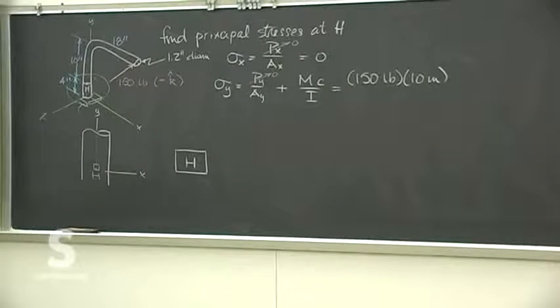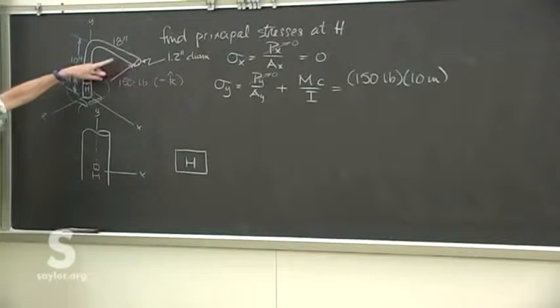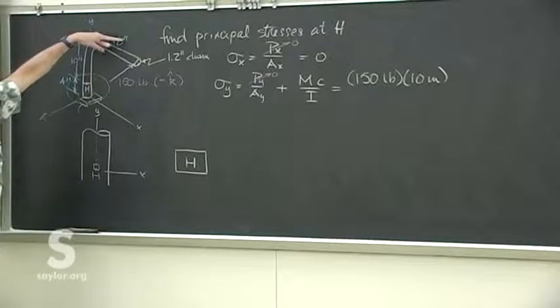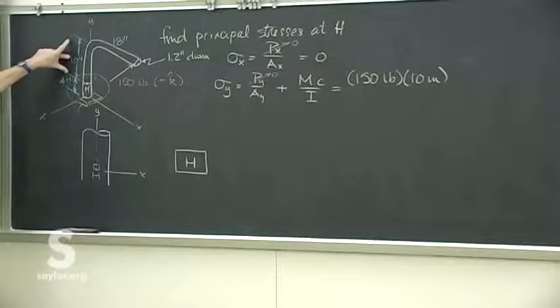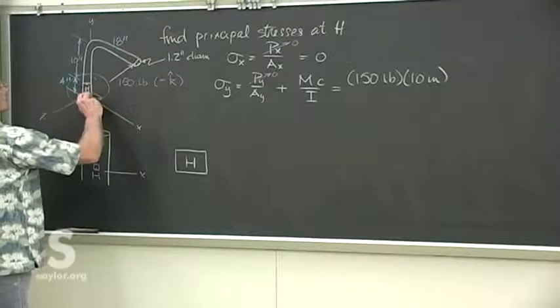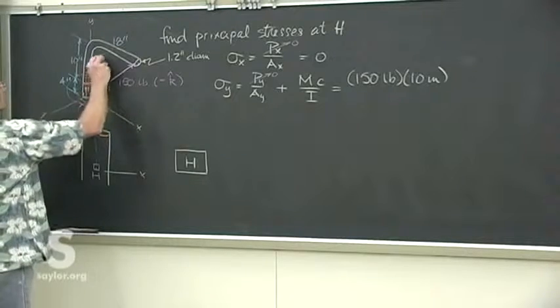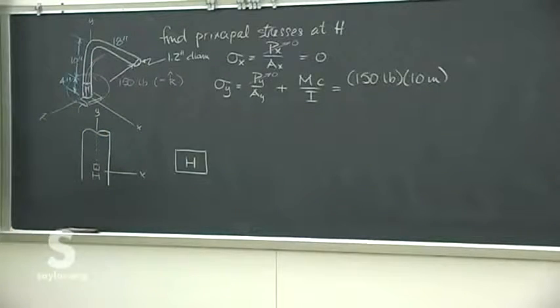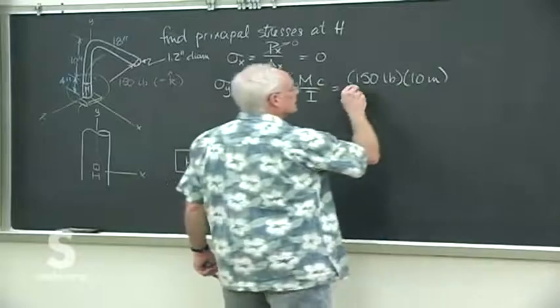So, does everybody see that moment that's being caused at this point H? It's the 150-pound load trying to bend the top of the bracket with a moment arm of 10 inches, because it's 10 inches above our point H. And the back's going to be compression. The back will be in compression, because it's trying to bend the bracket over that way. What's C?